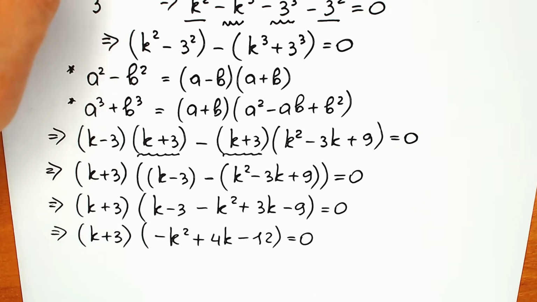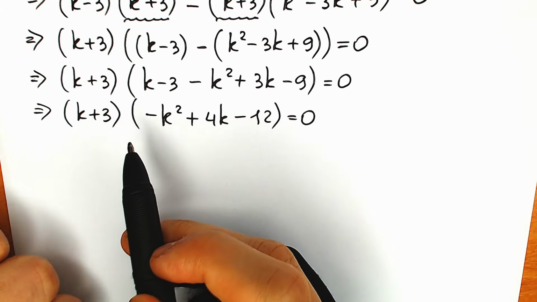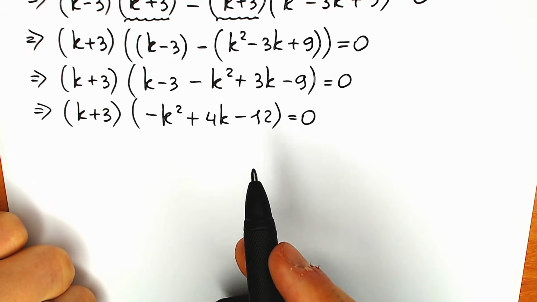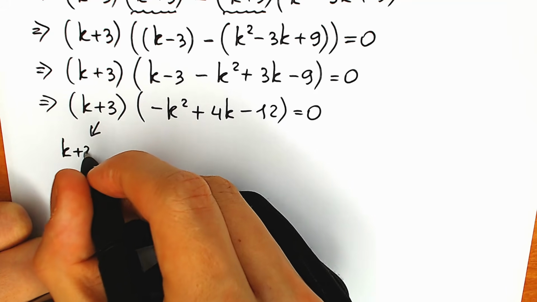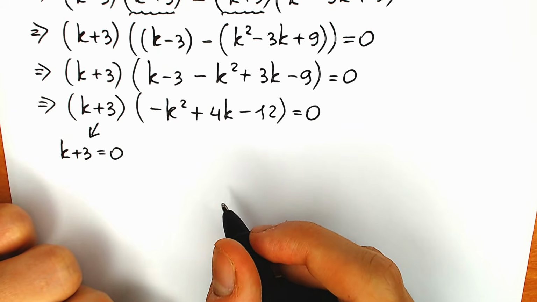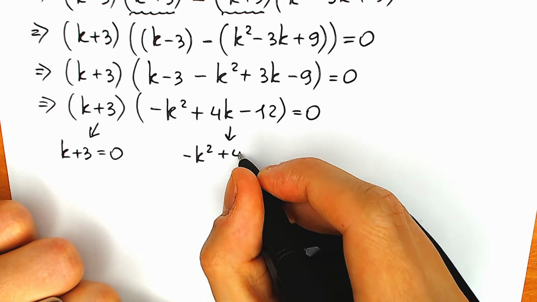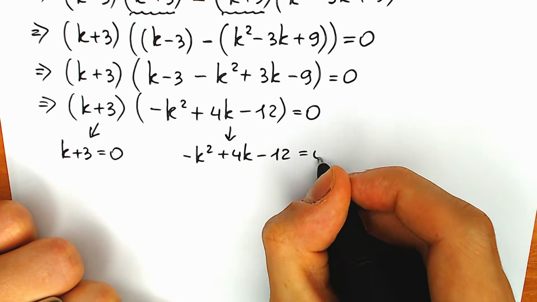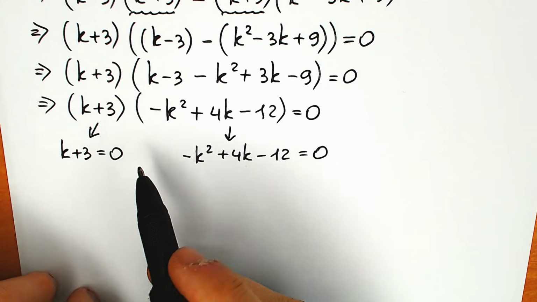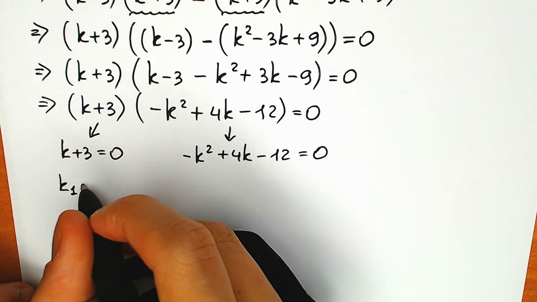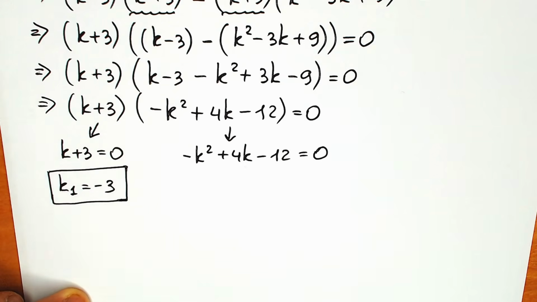And right now we can easily say, okay, we factor our equation, so we can easily solve it. We have a product of two parentheses, and the product of two parentheses equals 0 when the first parenthesis is equal to 0, so k plus 3 is equal to 0, or the second parenthesis is equal to 0. In our case, we have minus k squared plus 4k and minus 12 equal to 0. So we have two equations. This one is a linear equation. We can easily solve this instantly, because k first equals minus 3. This is our first root, k first equal to minus 3.